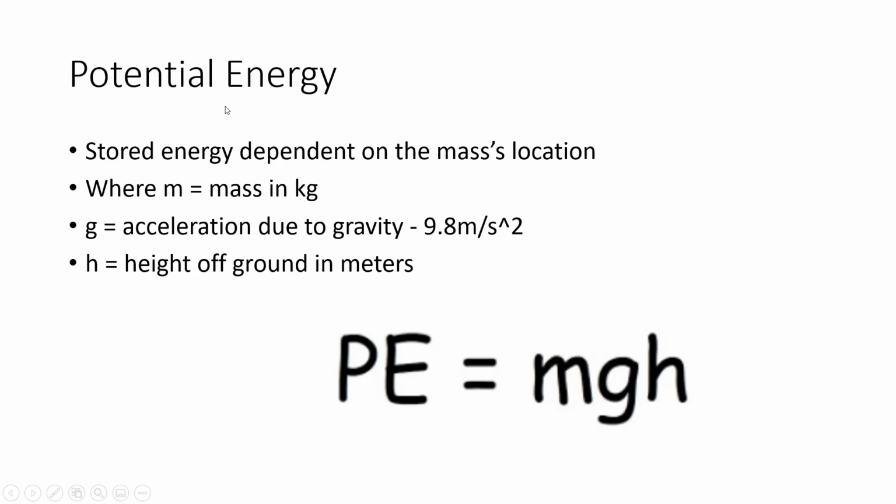All right, moving on. We have potential energy. It's the energy stored, and it's dependent on where the mass is located in space. We have our equation right here. Potential energy is equal to mass times gravitational acceleration constant times height. Mass is always going to be in kilograms. G is a constant, like I said, so it's 9.8 meters per second squared. This is just a dash. It's not always negative. And H is your height off of the ground in meters.